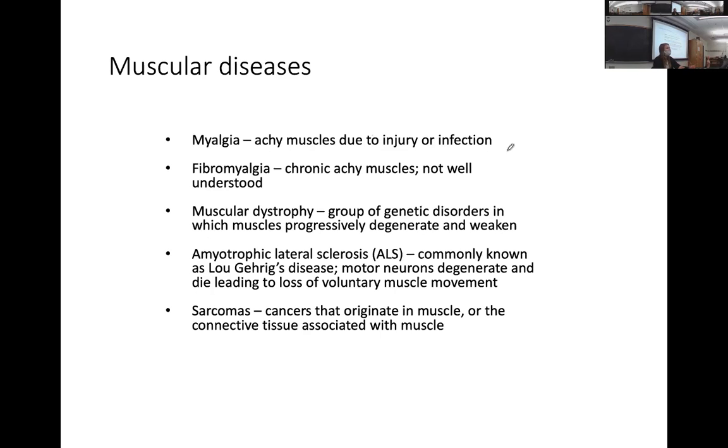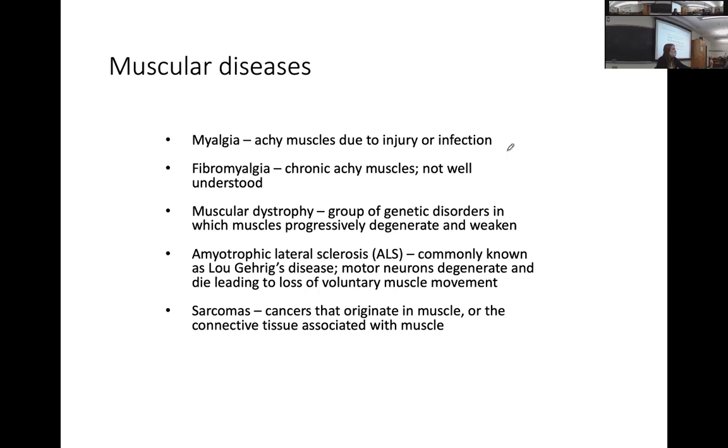Lastly, here's some muscular diseases, okay? Maybe some of them you've heard of, maybe some of you haven't. One of the more common ones would maybe be muscular dystrophy. This is a group of genetic disorders in which the muscles progressively degenerate and weaken. Sarcomas is another one you've maybe heard of. This is cancers that originate in the muscle or a connective tissue that is associated with the muscle.